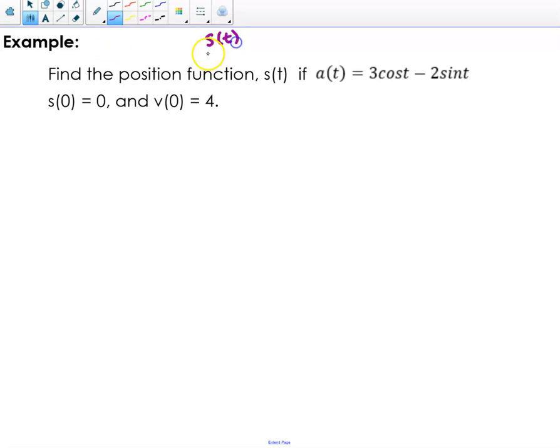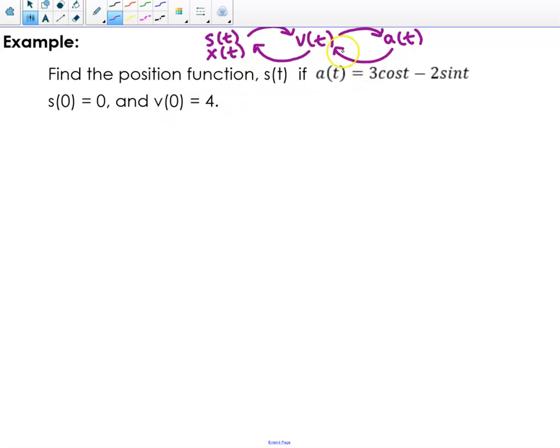S of t is the position. It can also be written as x of t, right? Then we have v of t, which is our velocity, and a of t, which is our acceleration. If we want to go from position to velocity, we take the derivative. If we want to go from velocity to acceleration, we take the derivative. So if I want to go from acceleration to velocity, I'm going to take the antiderivative. And if I want to go from velocity to position, I'm going to take the antiderivative.